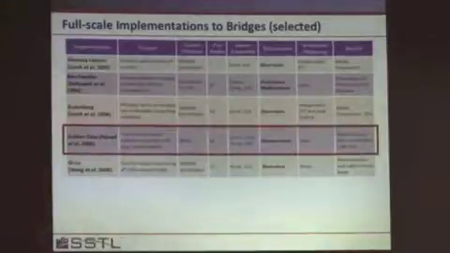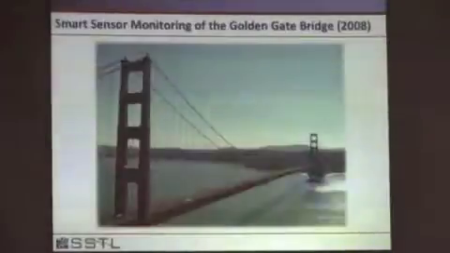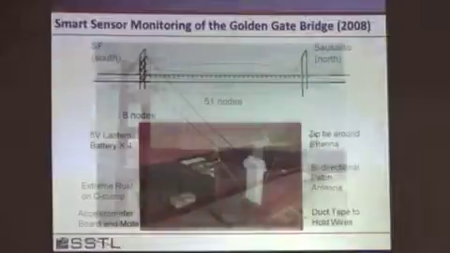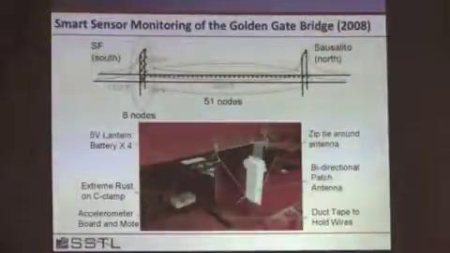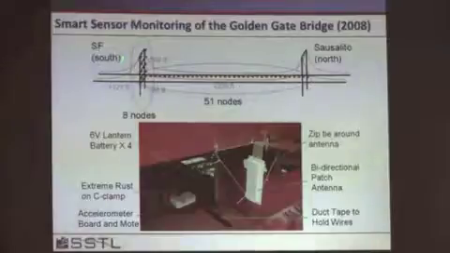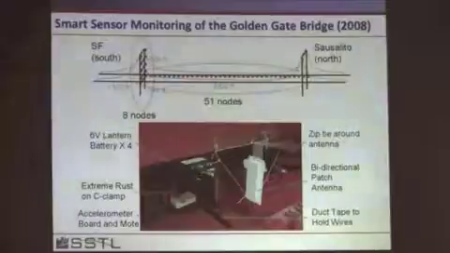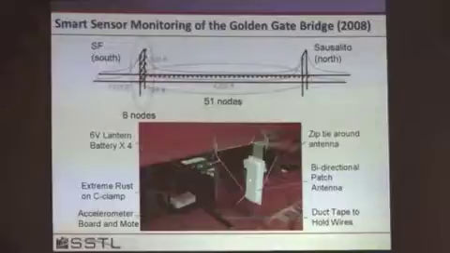Now, let's look at that in more detail. It was really a great achievement. However, this is just a picture of the Golden Gate Bridge so you can recall the idea of scale. They had 51 nodes on the deck, and they had the other nodes here on the tower. This is one of the installations. Here's where the wireless sensor was. They had a large battery supply, four 6-volt Lannard batteries. This was a patch antenna connecting it. So this was a single node in which they had 2 accelerometers.